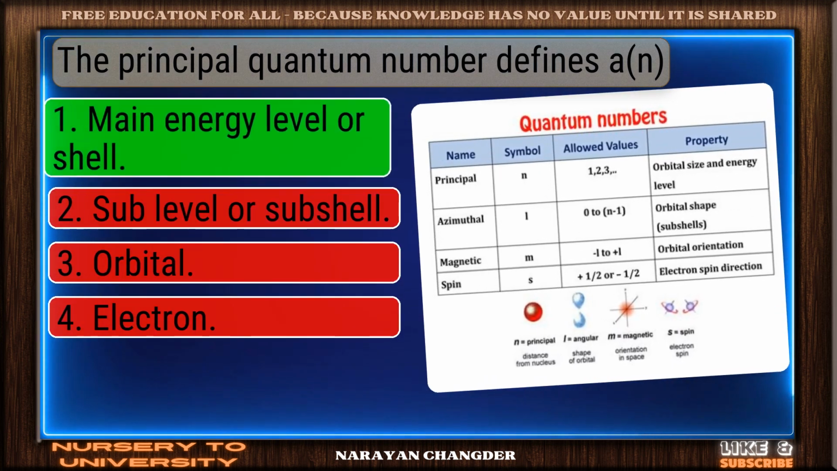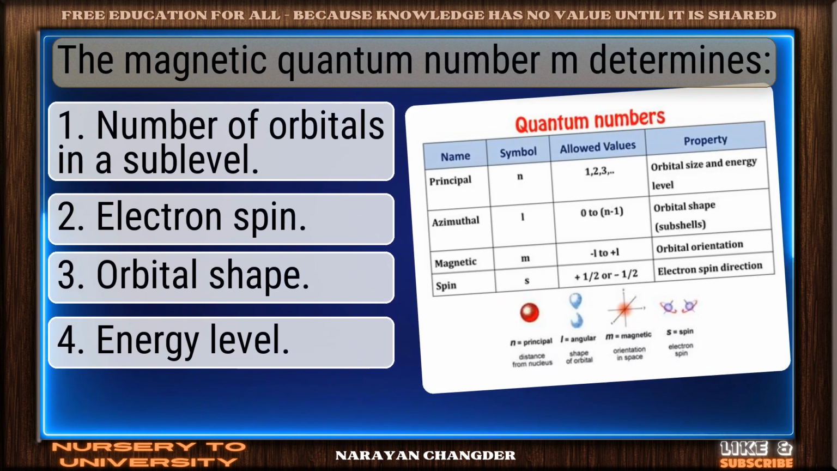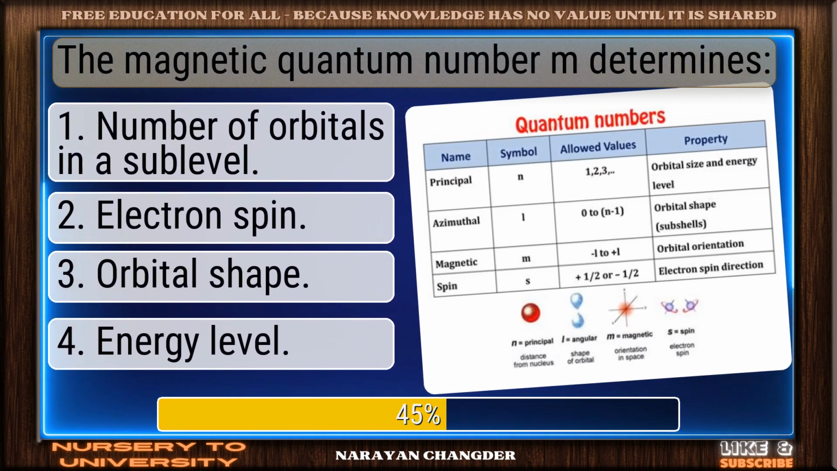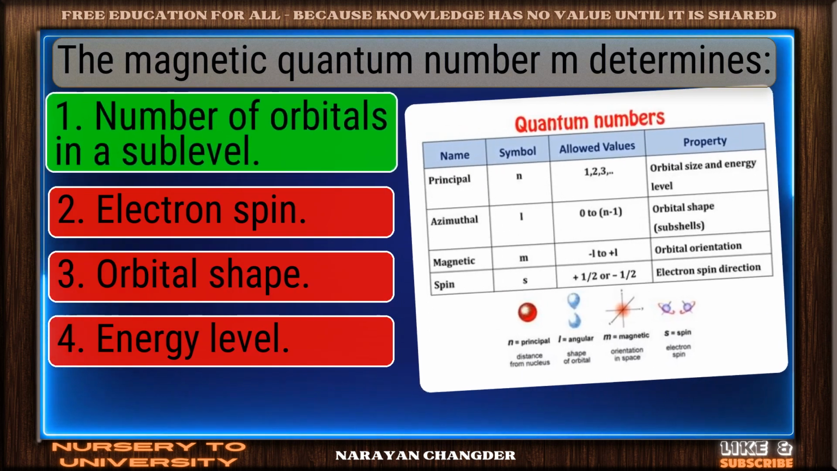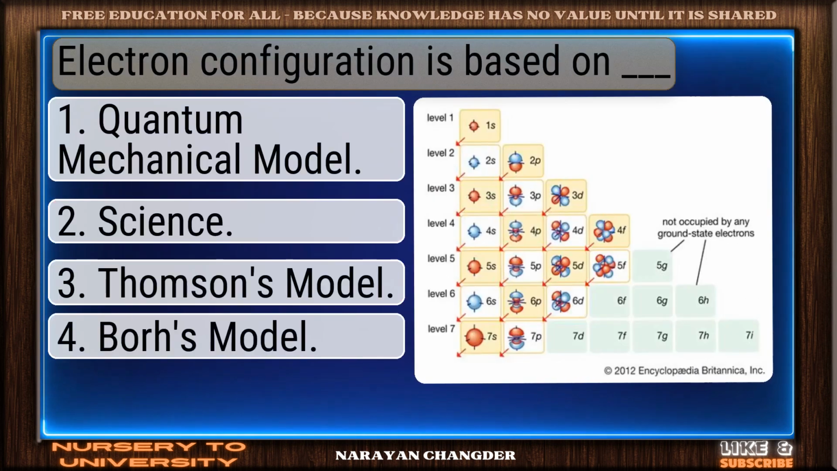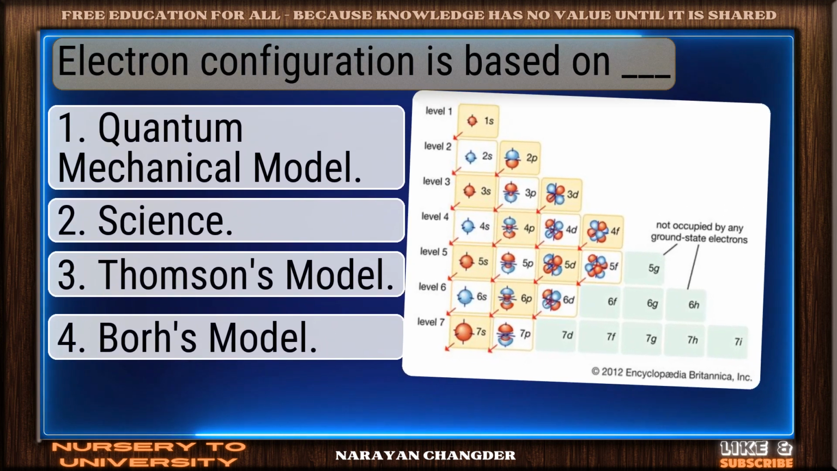You chose main energy level or shell, and it is correct. Question number 52. The magnetic quantum number m determines... Good thinking. Number of orbitals in a sublevel is the right answer. Question number 53. Electron configuration is based on dash.